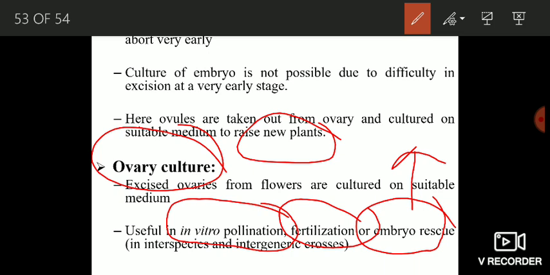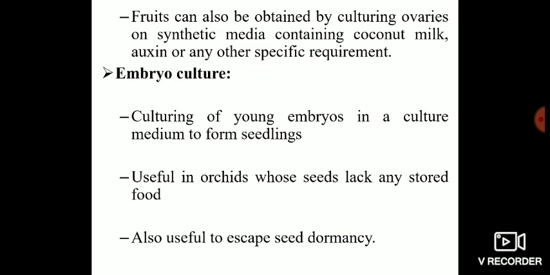And same is the case with fertilization. In some species the cross fertilization is not possible, and you will use the tissue culture technology and allow them to fertilize in the test tubes. Okay, and you can also use the ovary culture to develop fruits by excising the ovaries from the flowers and allowing them to grow in the culture medium containing coconut milk, auxin, or any other specific requirement.